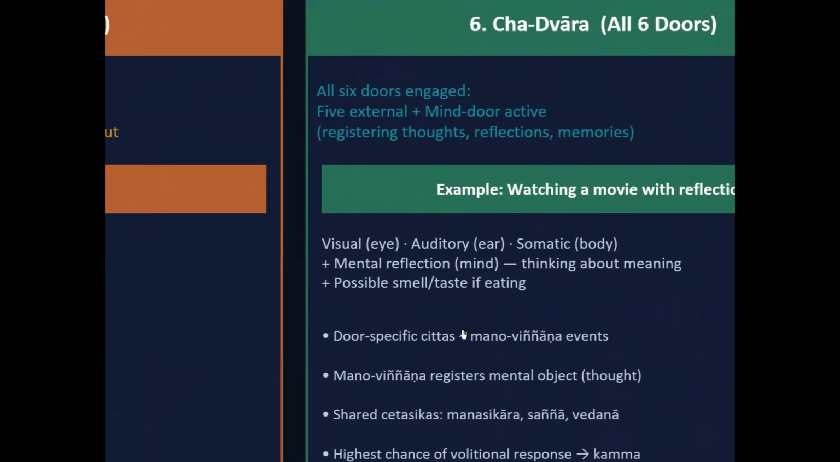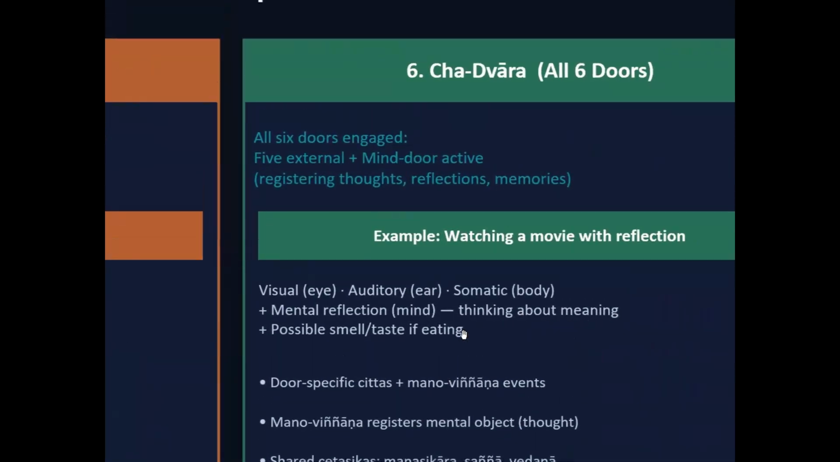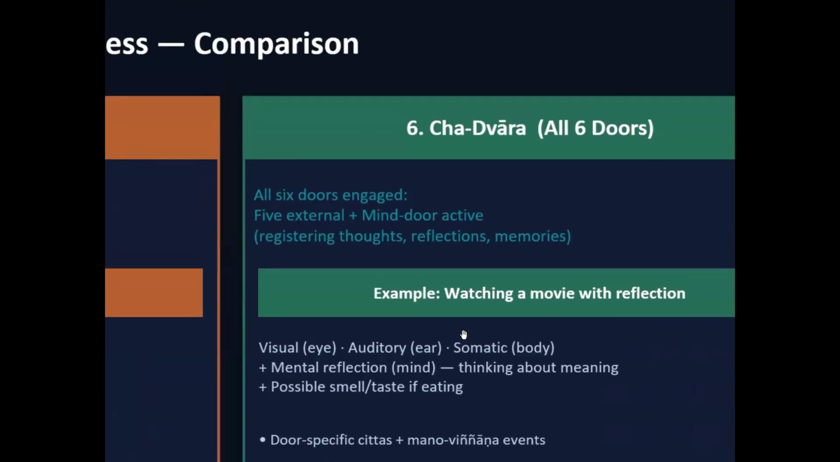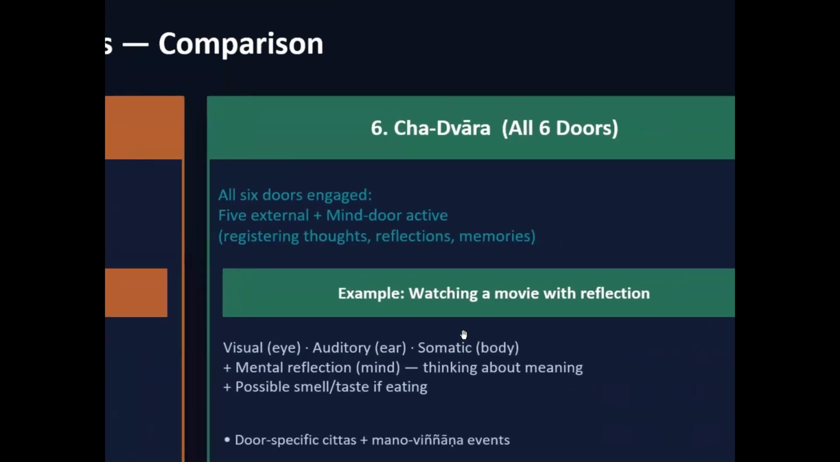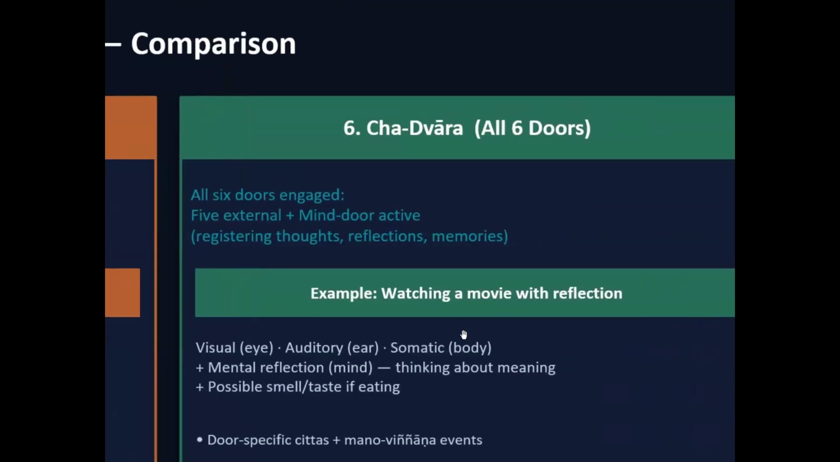So what about six sense doors? Chadvara, all six sense doors. So when you talk about six sense doors, you're talking about all six open. So five external plus the mind door active. So we are registering thoughts, reflection, memory, all this in one total set for decision.